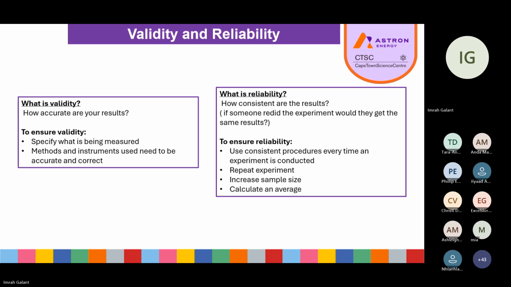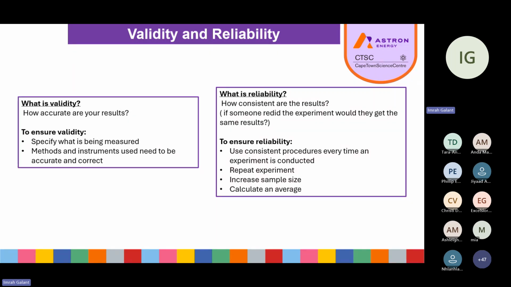Reliability also wants to ensure that someone can redo your experiment. So to ensure reliability, you need to follow the exact same procedure every time you do the experiment. You can't change your experiment or the process of the experiment as you redo it. That's obviously going to make your results unreliable. Another way to ensure the reliability of an experiment is to constantly repeat the experiment to see if you get the same results.